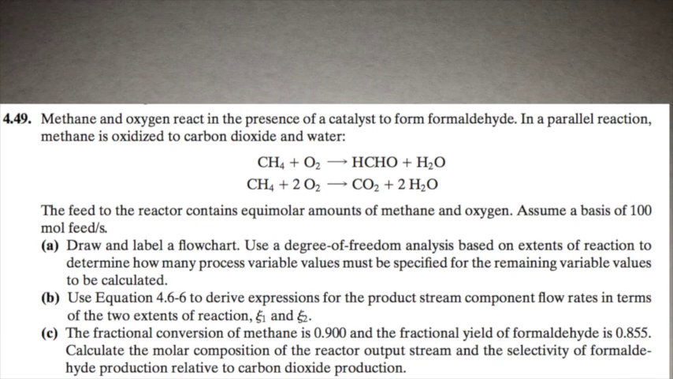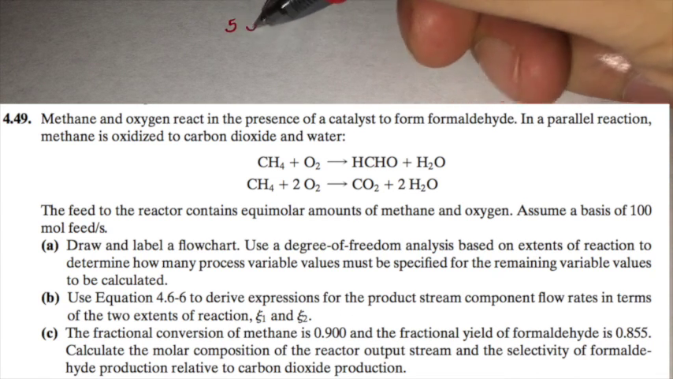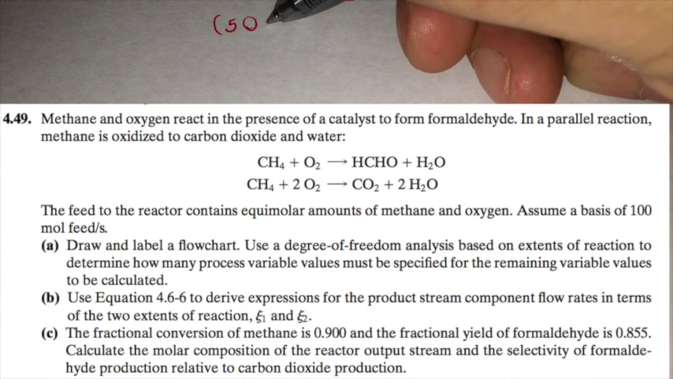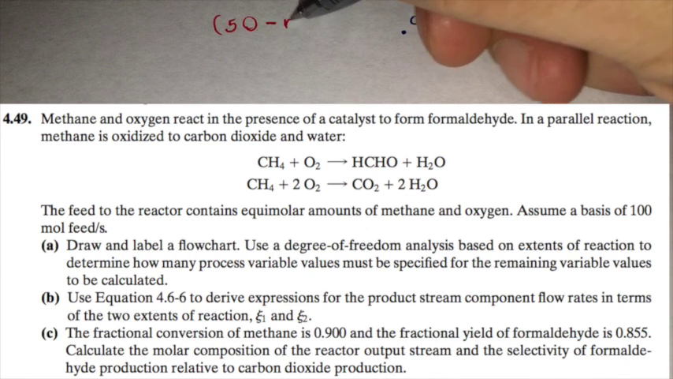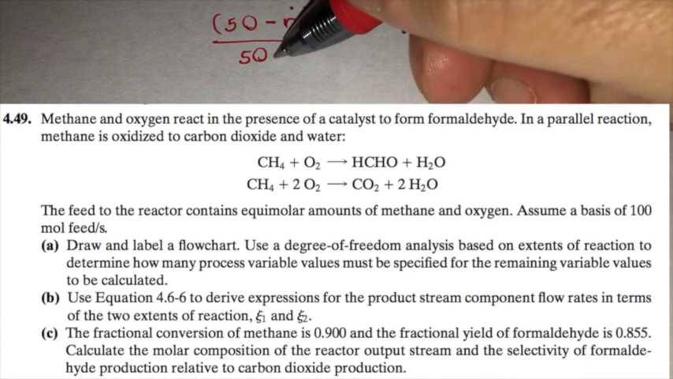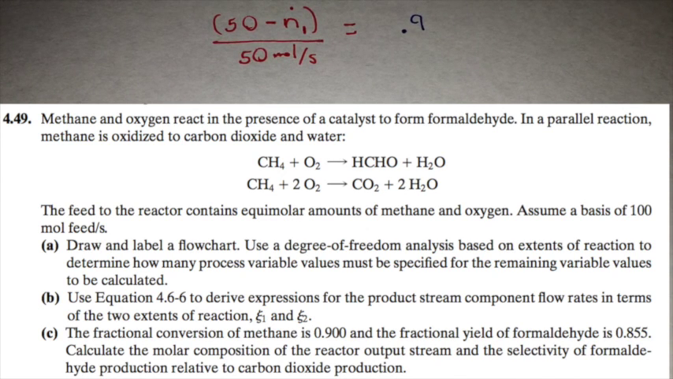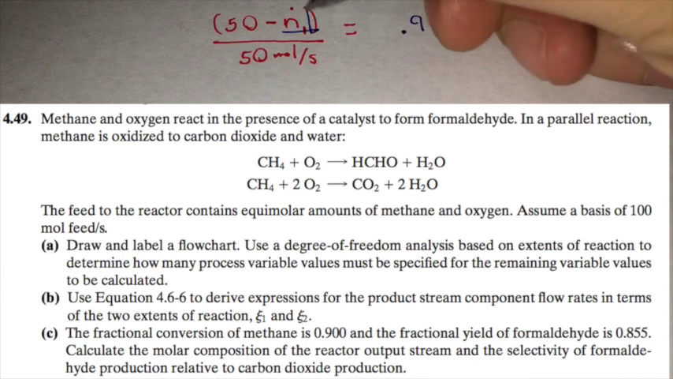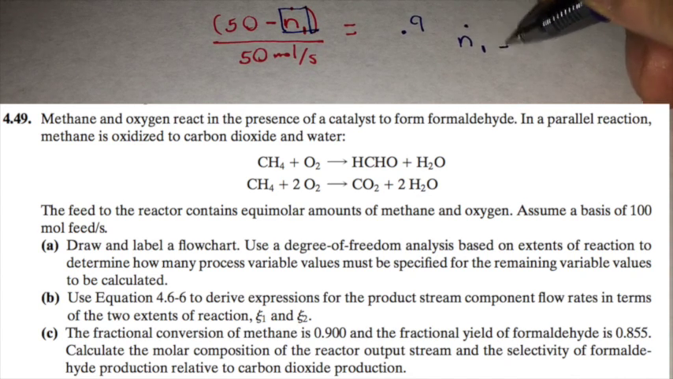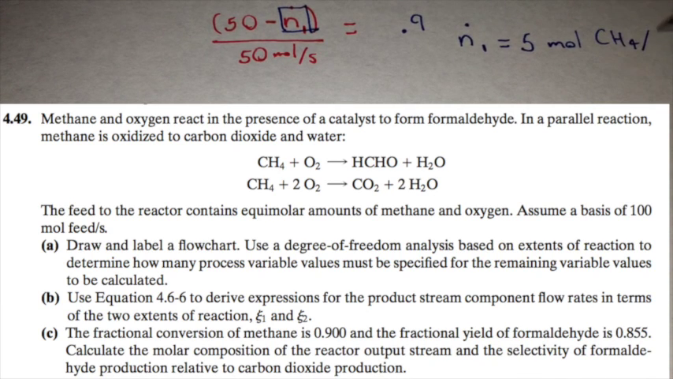Okay, so if our fractional conversion for methane is 0.9, we can write our equation for fractional conversion, which is the amount of methane going in minus the amount of methane going out, which is our N1, over the amount of methane going in. That is equal to 0.9. From that equation, we can easily solve for N1. N1 is going to be equal to 5 moles. So we have 5 moles of CH4 per second.